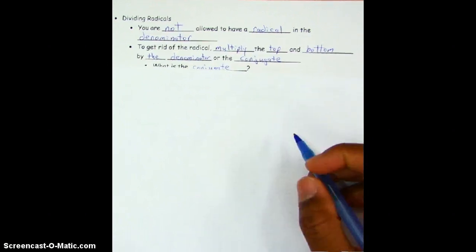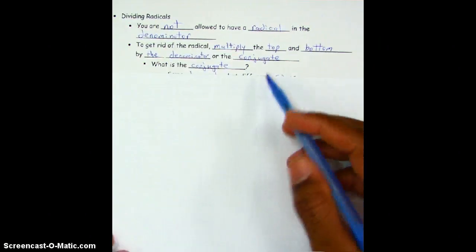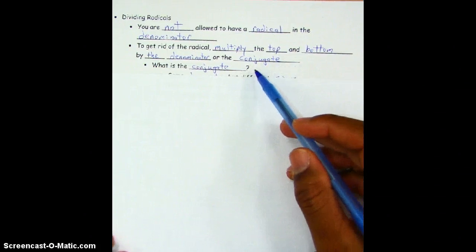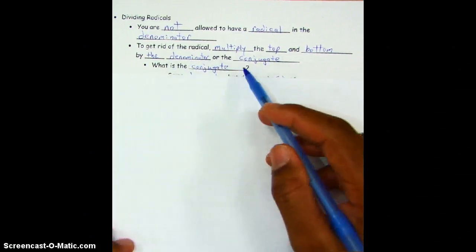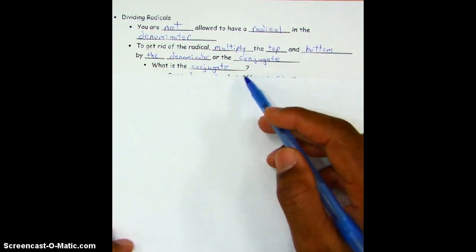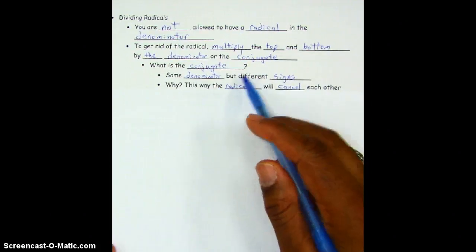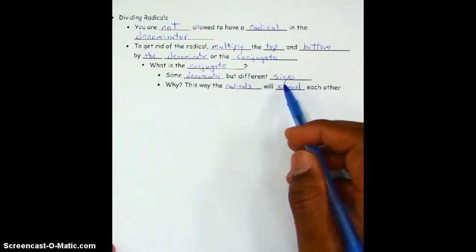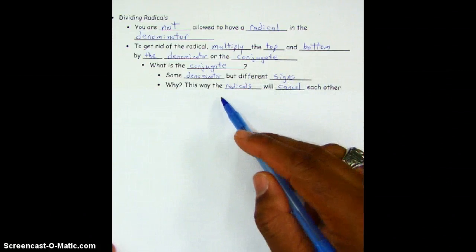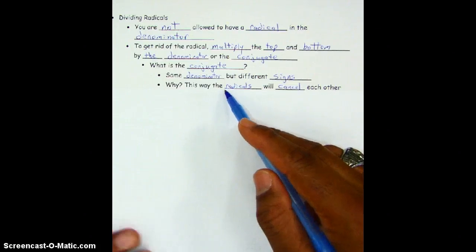All right, next, to get rid of the radical, we're going to multiply the top and bottom by the denominator, or the conjugate. What is the conjugate? The conjugate is the same denominator, but with different signs. We're going to have some examples here in just a minute. So the conjugate: same denominator, but different signs.